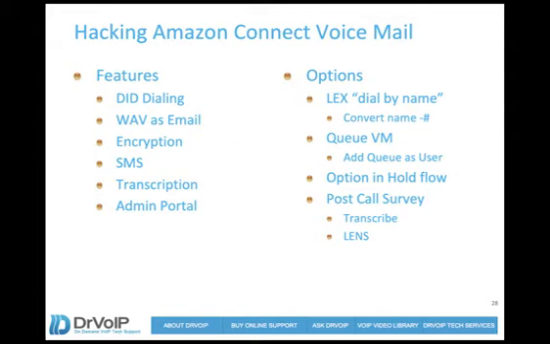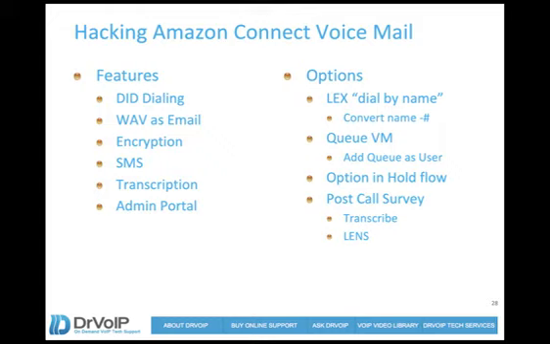The feature set for the voicemail is pretty exciting. Basically, you're going to give your users an extension number. People can dial this extension number. They can reach an individual user. If that user is not available, it will take a voicemail message. The voicemail message can be delivered as an email, a WAV file in an email. It can be encrypted. You can have it sent as a text message. You can have it transcribed, and there's an administration portal that is part of the deployment.